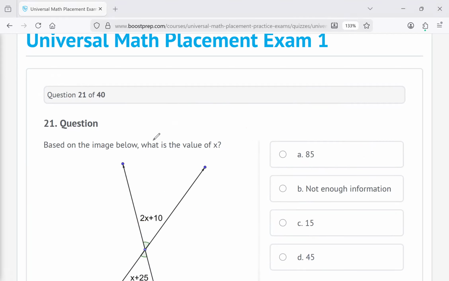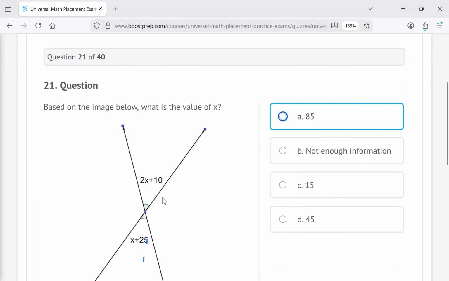Okay, question 21. Based on the image below, what is the value of x? So you need a little bit of a geometry rule. These two angles are congruent. Do you see these crisscross? Let me scroll down. The reason why these two angles are congruent is because they are vertical angles. For example, here's angle one, here's angle two. These two angles are congruent because they are vertical angles, and all vertical angles are congruent.